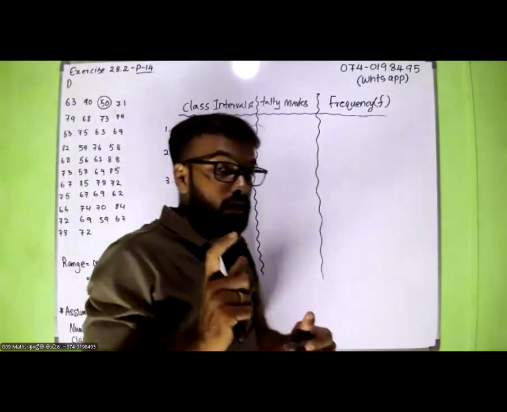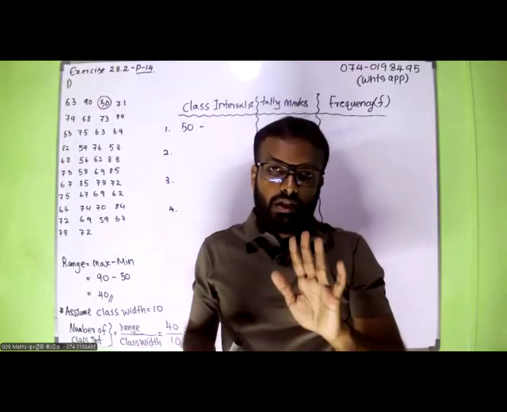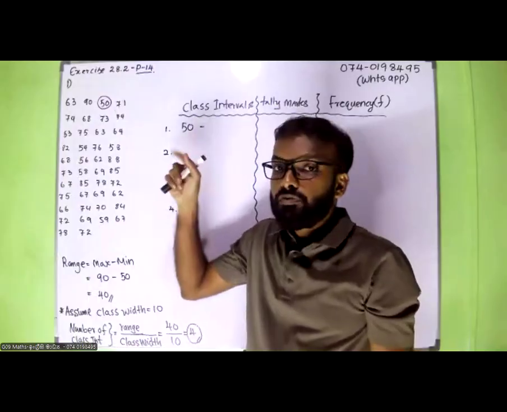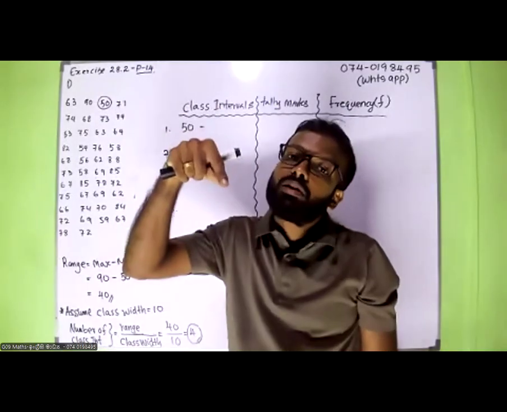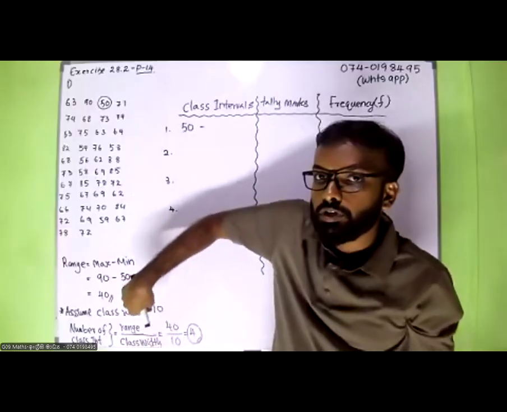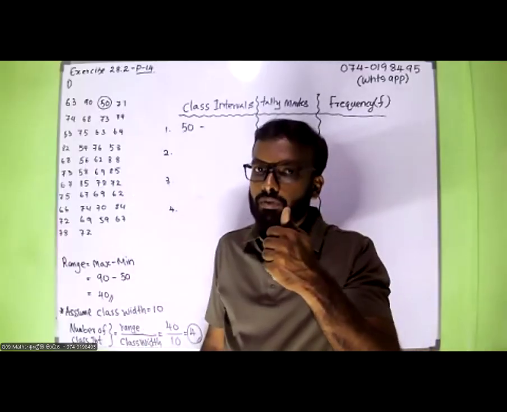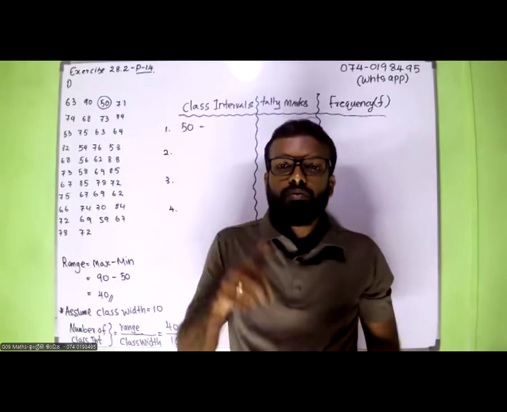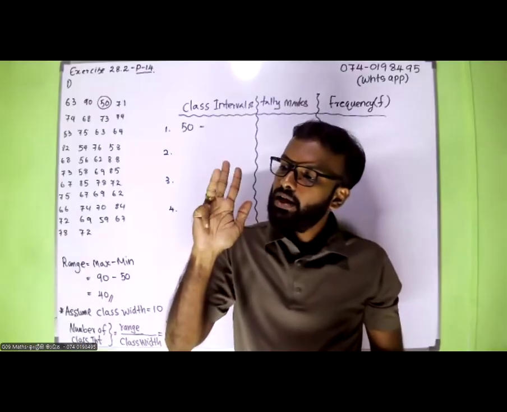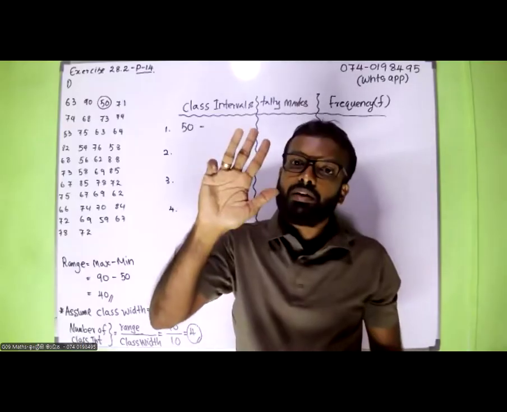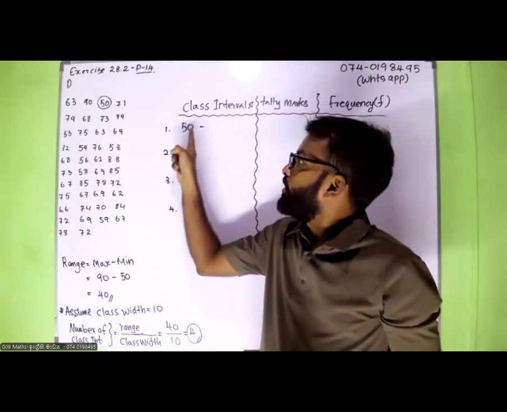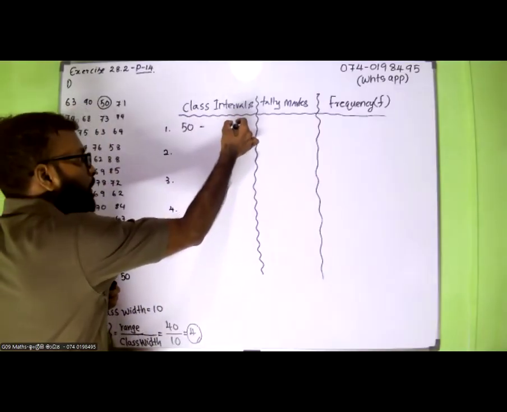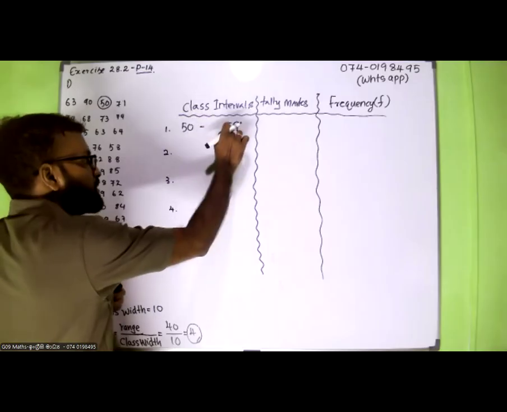So there should be 10 values if I am using open gap. This 50 should also be included in those 10 values. So you have to count from 50: 50, 51, 52, 53, 54, 55, 56, 57, 58, 59. From 50 to 59 you have to draw. Mention the first class interval.